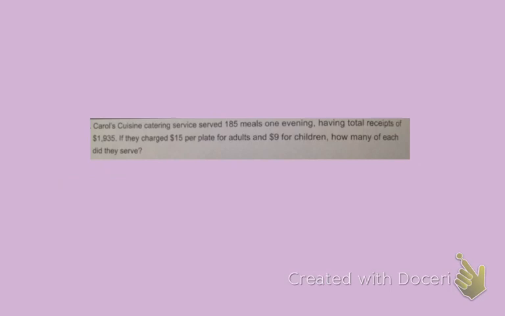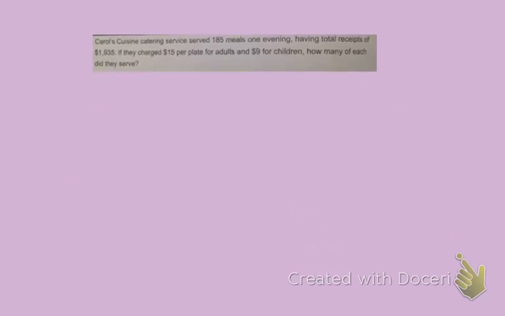The second one. A little blurry, but that's okay. Carol's Cuisine catering service served 185 meals one evening, having total receipts of $1,935. If they charged $15 per plate for adults and $9 for children, how many of each did they have?